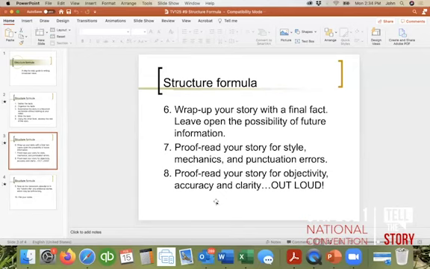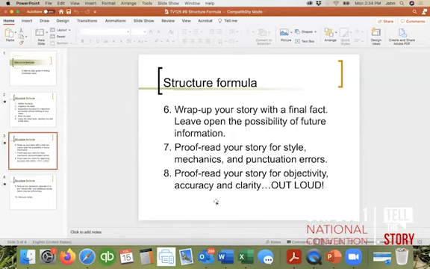Wrap up your story with a final fact. Leave open the possibility for future information or advance. The next meeting on this project is going to be so-and-so. The next game is at such and such. Always let people know where this is going next.